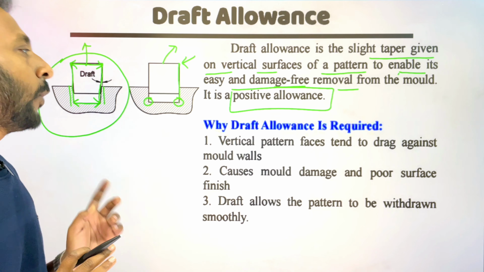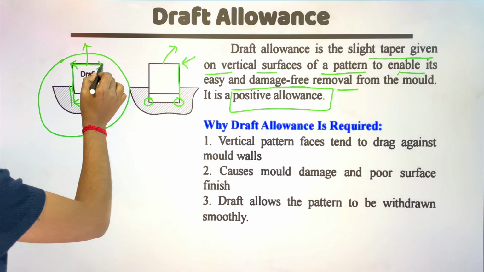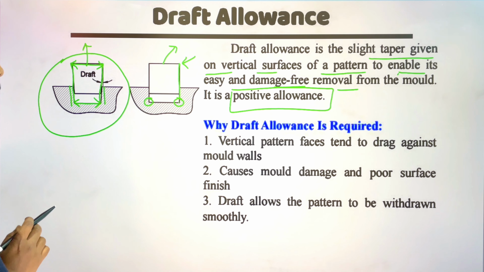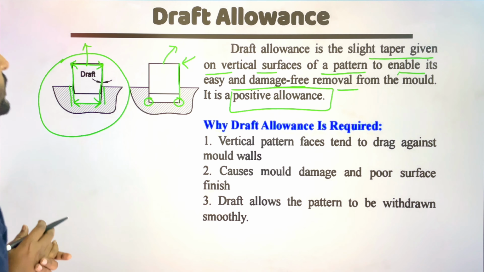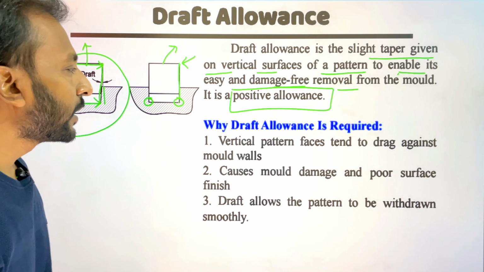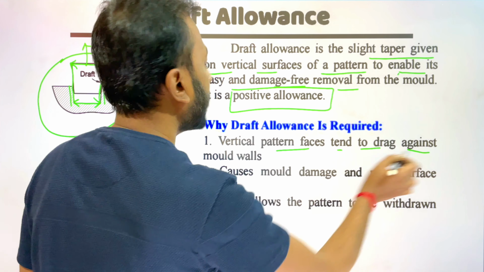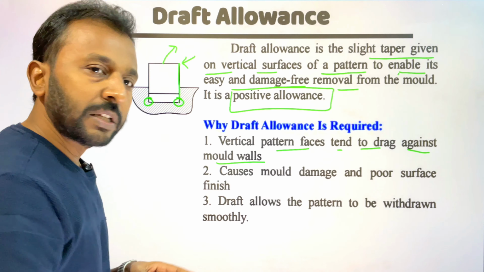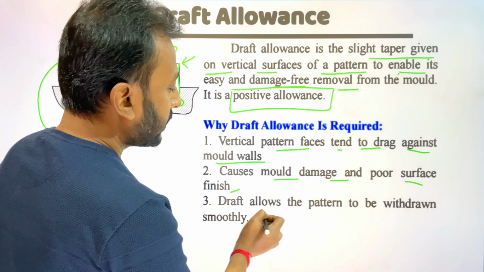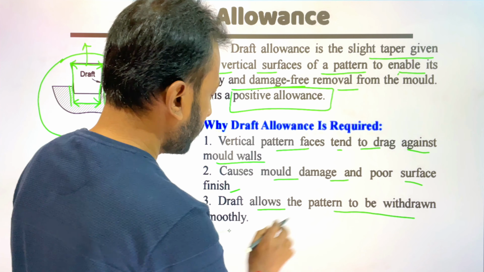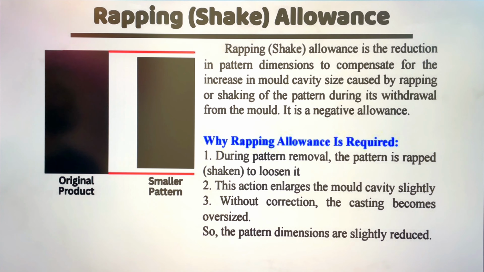So why is it called draft allowance and why is it required? We are adding extra material to the pattern in a way that the pattern is not in final shape, but in draft shape. That's why it is called draft allowance. And why is it required? Vertical pattern faces tend to drag against mold walls, which causes mold damage and poor surface finish, and draft allows the pattern to be withdrawn smoothly. That's why draft is added to the pattern.